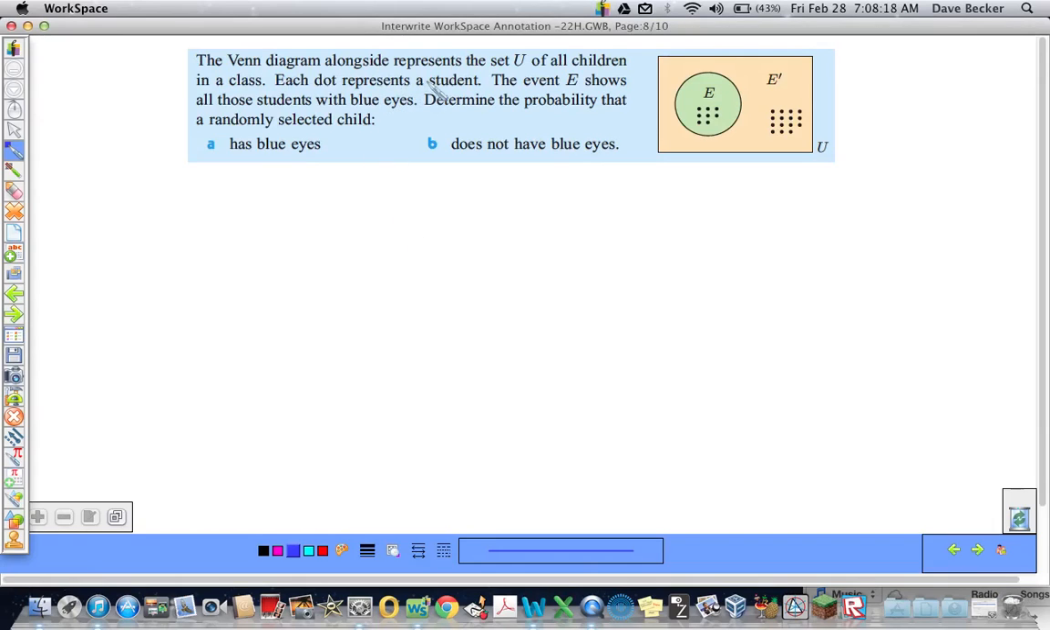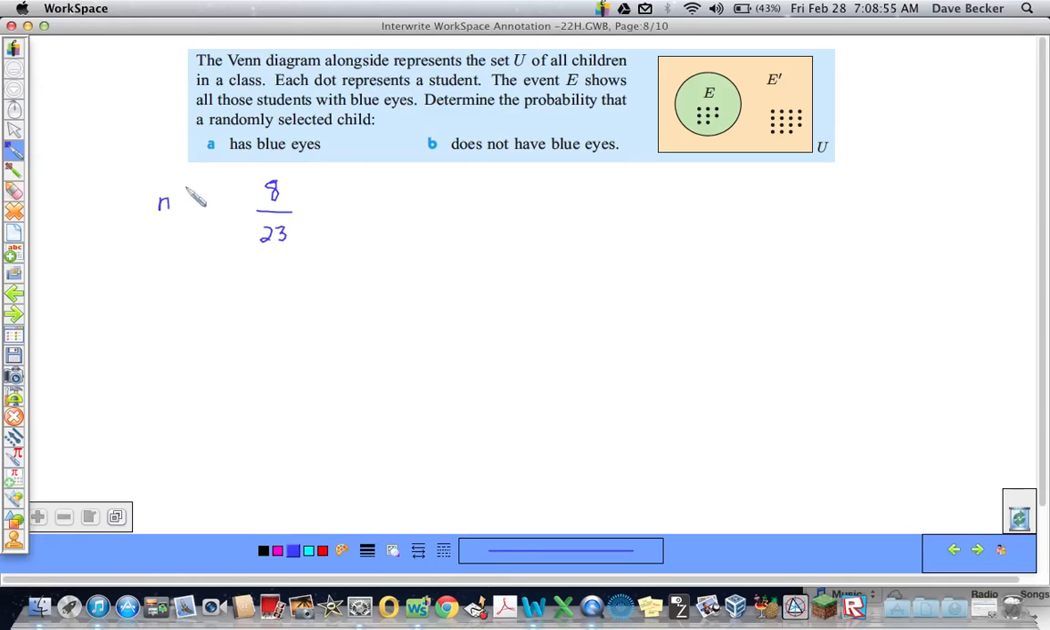Take a look right here. The Venn diagram alongside represents the set U, the universal set, of all children in a class. Each dot represents a student, okay? The event E shows all those students with blue eyes. Determine the probability that a randomly selected child has blue eyes. So first, let's see how many have blue. 3, 6, 8. So that's going to be 8 out of the total. And the total number of dots is equal to 23. You've got to trust me on that one. So it would just be a chance of 8 out of 23.